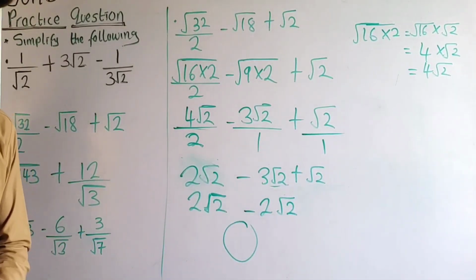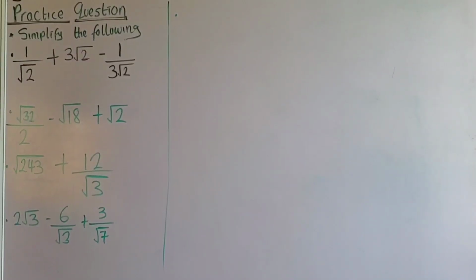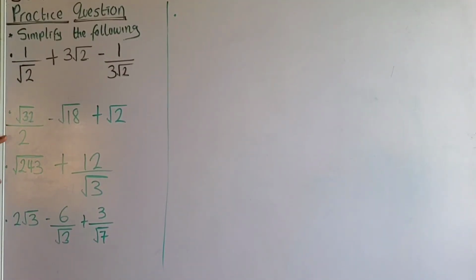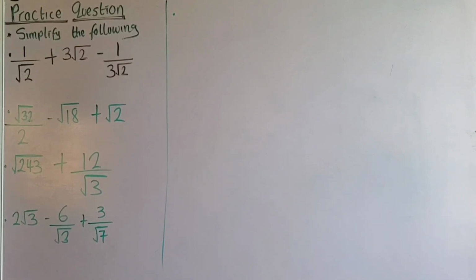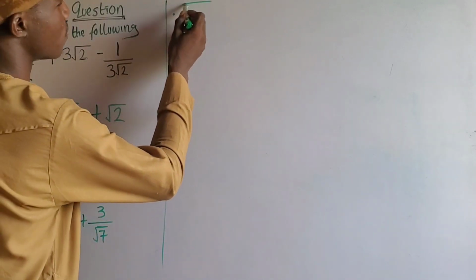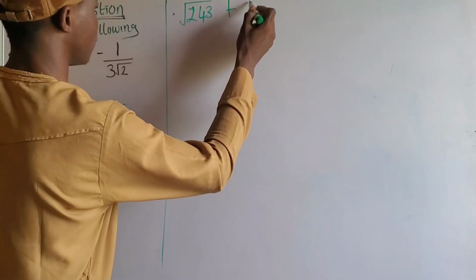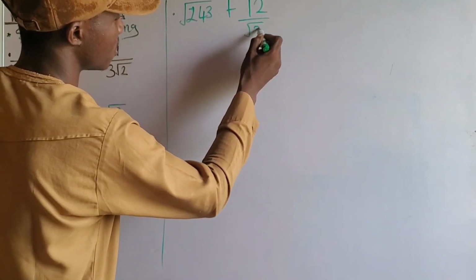Do you understand? Okay, let's proceed to the third question. We are asked to simplify the square root of 243 plus 12 all over root 3.